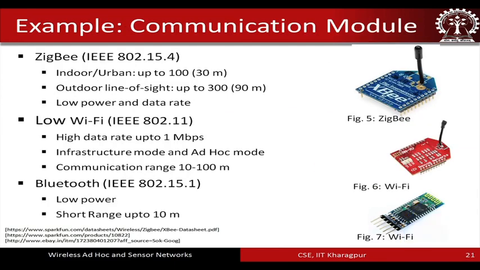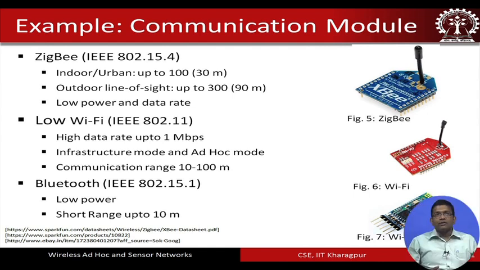So these are some examples of different communication modules that could be used in a sensor node. ZigBee based communication could be used, which is quite popular. In fact, ZigBee is quite popular for use in sensor nodes. ZigBee is based on the standard IEEE 802.15.4, which is good for indoor environments, particularly where there is a requirement of low range, low data rate, and low power consumption. Sensor network applications have such kinds of requirements.